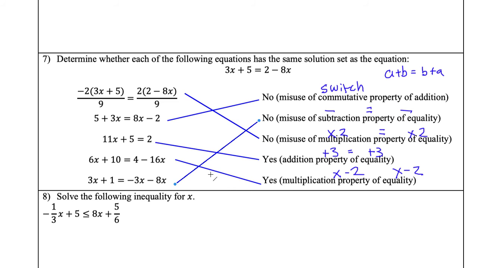And this one was misusing the subtraction property of equality. Do you guys see why? What do they subtract from the left-hand side? Minus 5 minus what is 1? 4. Yeah, so they subtracted 4 on this side, which means they should have subtracted 4 on the right side. 2 minus 4 is negative 2. Negative 2, yeah. And that's not even the same thing. Yeah, that's weird.